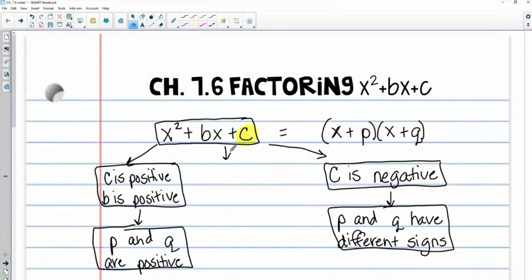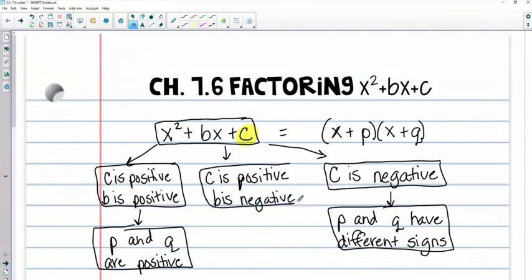Okay, so let's say C is positive, but B is negative. Okay. So you can kind of guess what our answer is going to look like, right? So if C is positive and B is negative, then both P and Q will also be negative, okay?